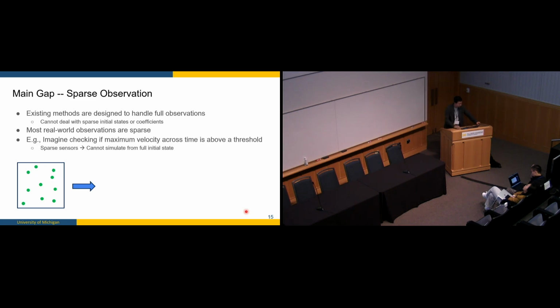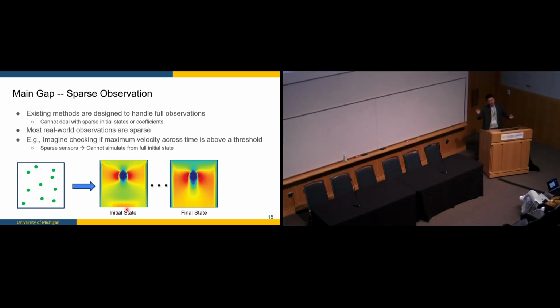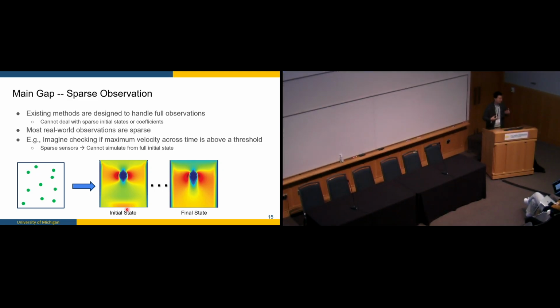So I'll give you one example of partial observations in real-world scenarios. Imagine trying to check if the maximum velocity of this system, which goes from initial to final state, so this is a fluid going, is above some certain threshold at anywhere and any time. If it's above the threshold, that is a problem, so you want to detect this. Well, how would you do it? You will probably install some sensors, get the initial state, and then solve for the final state using an existing finite element method or neural operator, whatever that is.